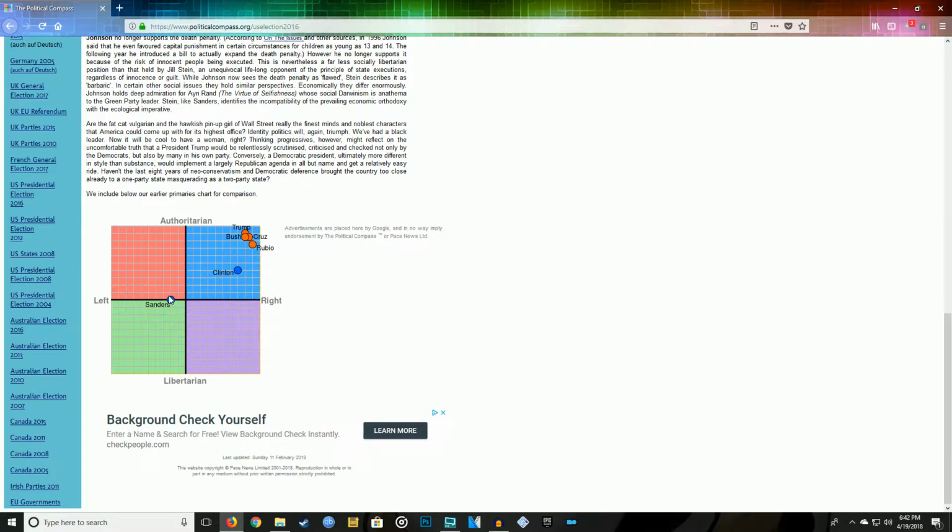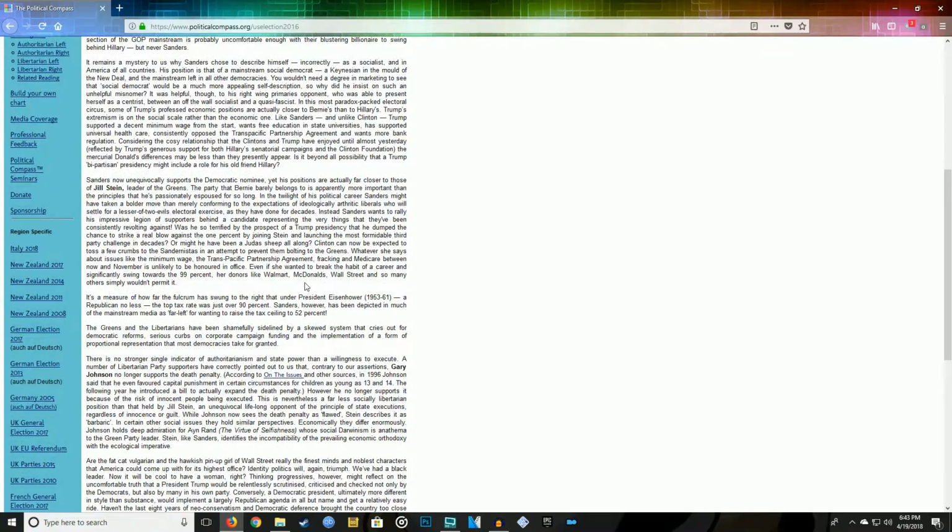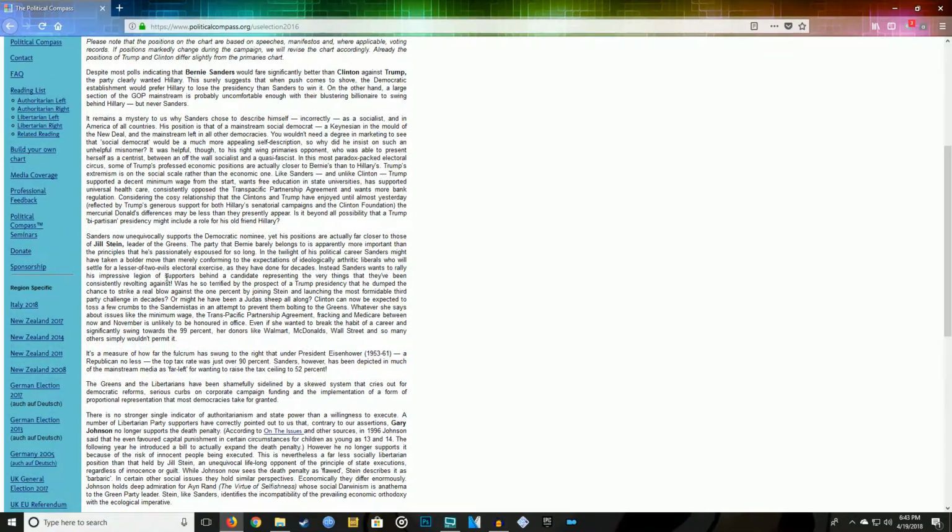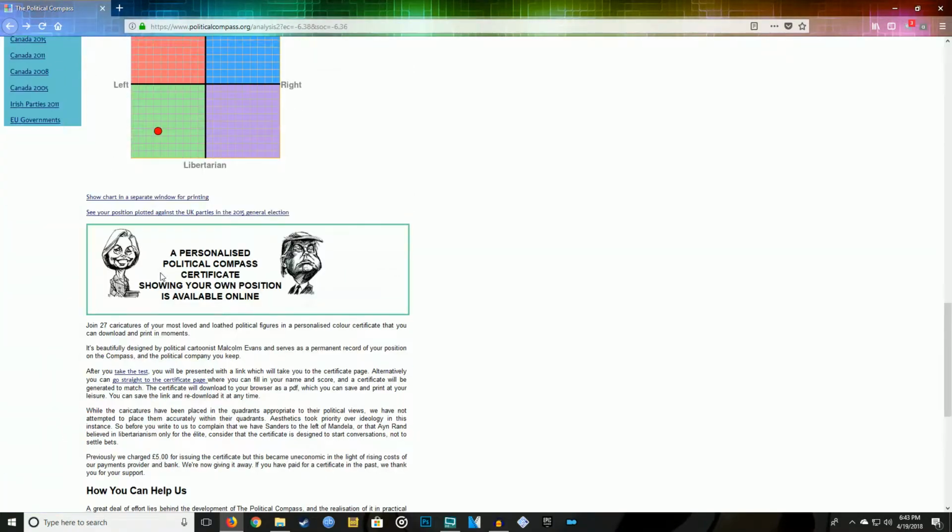Holy shit. Okay, Sanders is dead smack in the middle on the left-right spectrum, or the libertarian authoritarian, but he is slightly over to the left, which I think actually he would be down here a little bit more. Clinton right there, then of course Trump, Bush, Cruz, and Rubio are way up there on the right. So that's pretty funny. So let's go back here.